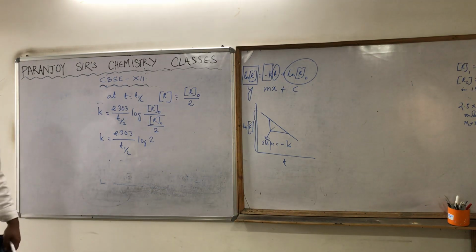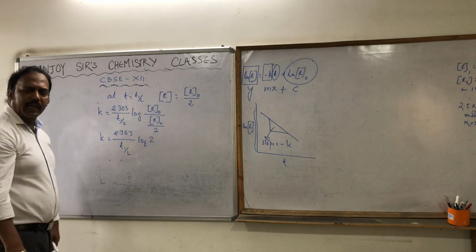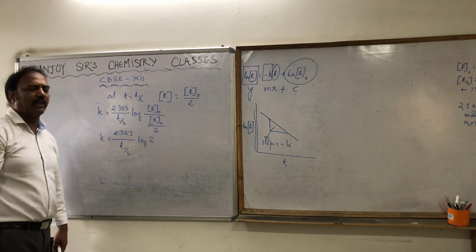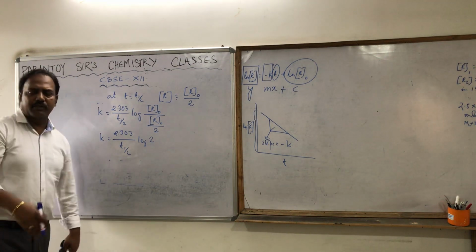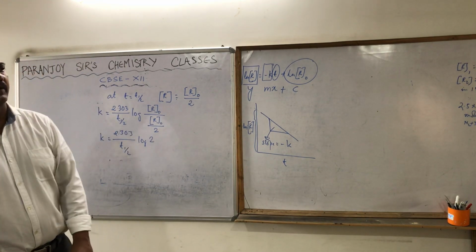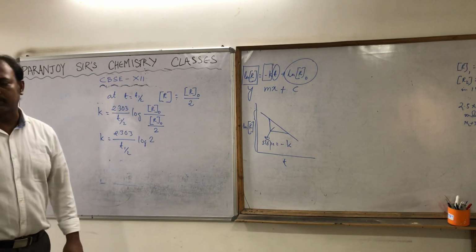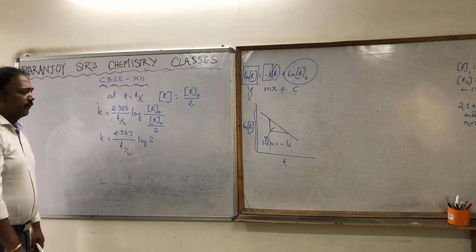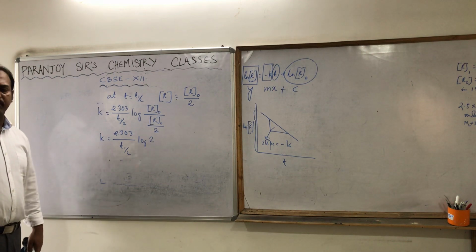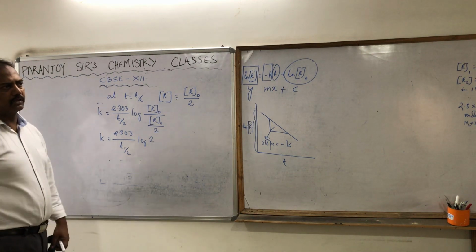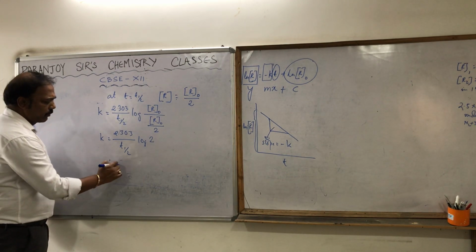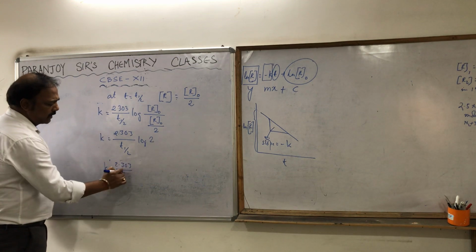The value of log 2, you can get from the log table. You have to know the log table. In numericals, I will give you the log values, but when we meet, I will teach you how to see the log table if you don't know, because you have to check the log table for different calculations, since calculators are not allowed in your examination. So k is equal to 2.303 by t half.